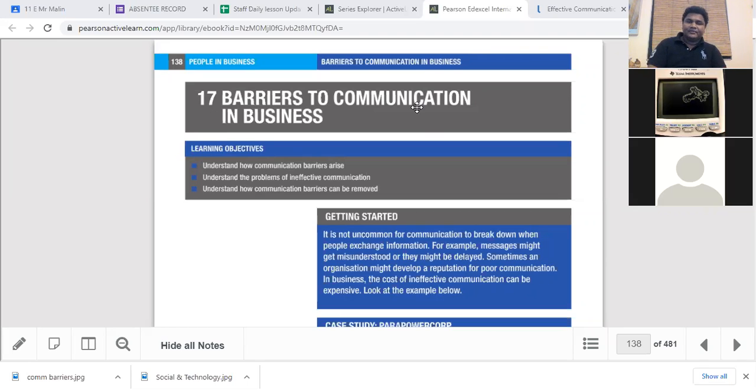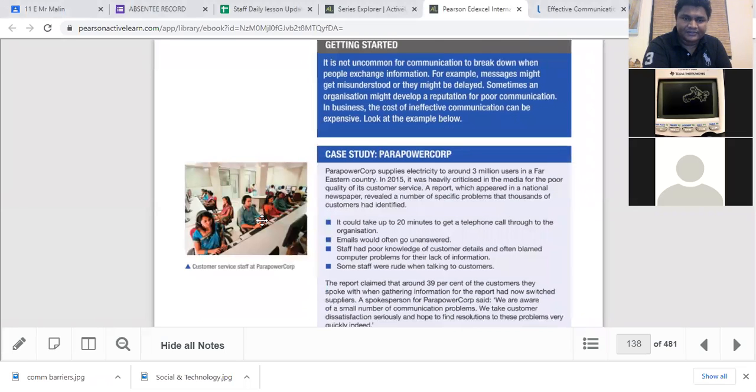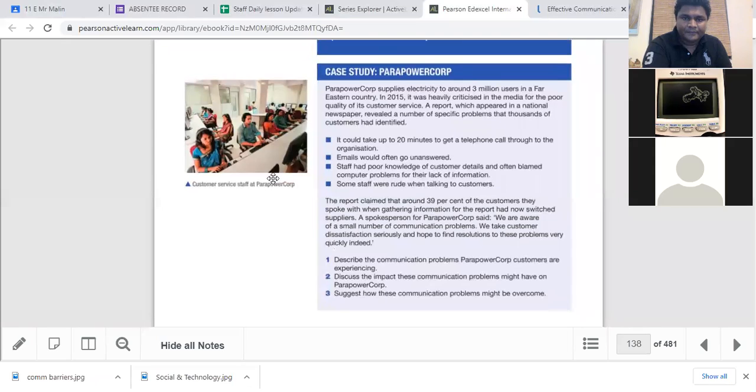So first of all, we're going to find out what the barriers are in this situation. Here they're giving a good case study. A Parapower company supplies electricity to around 3 million users of a Far Eastern country in 2015. It was heavily criticized by the media for the poor quality of customer service. A report prepared by a national newspaper revealed a number of specific problems that thousands of customers had identified. It could take up to 20 minutes to get a telephone call through the organization.